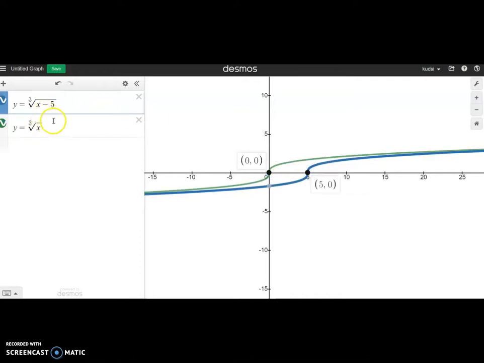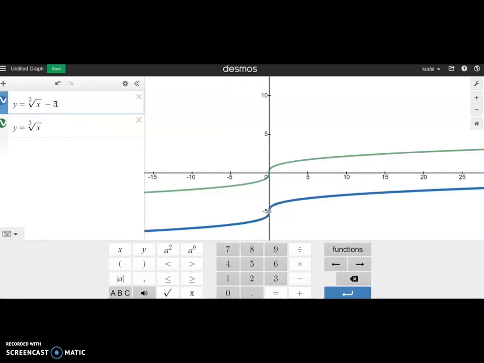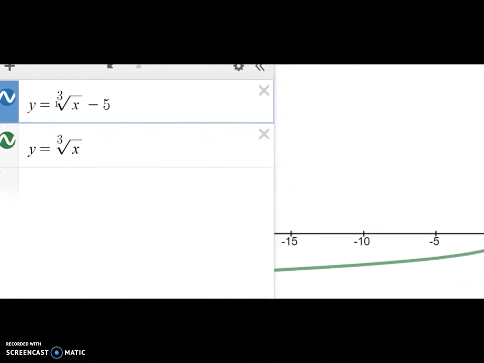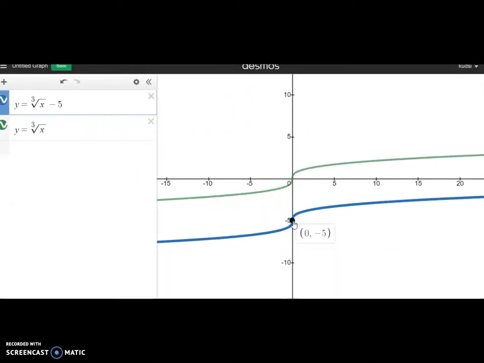Again, it's backwards. Now, when we subtract a number at the end, though, that's different. Then that shifts it down. So again, that is different. Notice I put a minus 5 now. In that case, when you plug in 0, you get a negative 5. So you got to think about it. It's different for when it's inside or when it's outside.